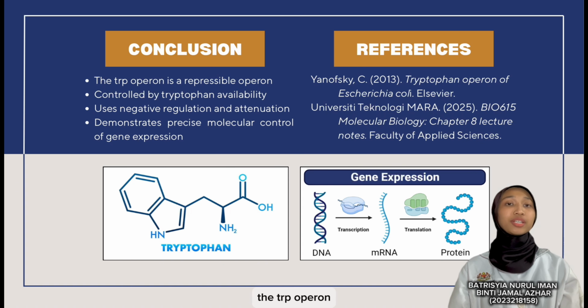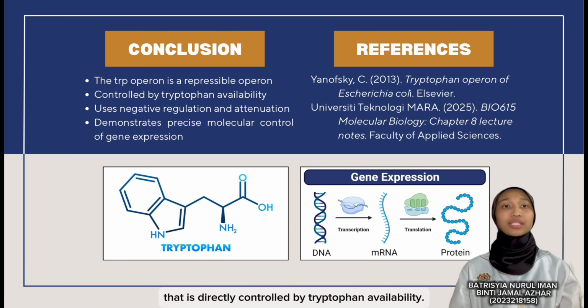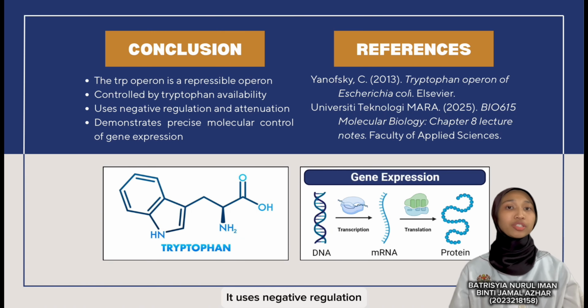In conclusion, the TRP operon is a repressible operon that is directly controlled by tryptophan availability. It uses negative regulation and attenuation to precisely control gene expression in bacterial cells.